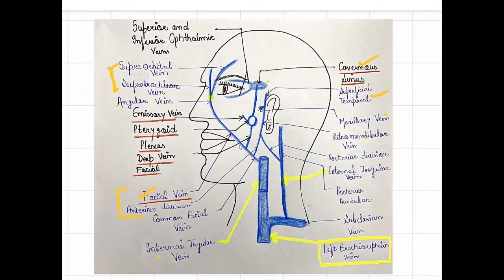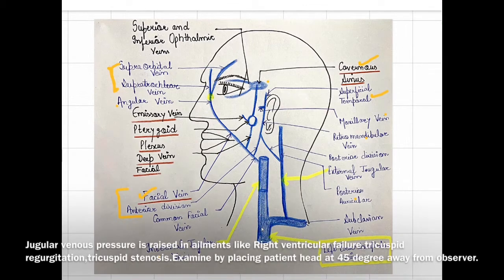The anterior division joins with the facial vein and forms the common facial vein here, which finally drains into your internal jugular vein, whereas the posterior division joins with the posterior auricular vein and forms the external jugular vein. This external jugular vein finally goes down and drains into the subclavian vein. This internal jugular vein carries the venous blood which is finally draining from the whole of your face, from your brain and your neck region.